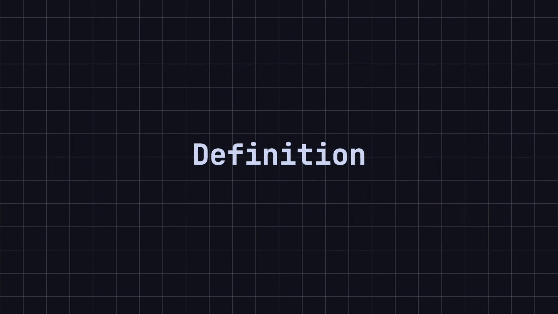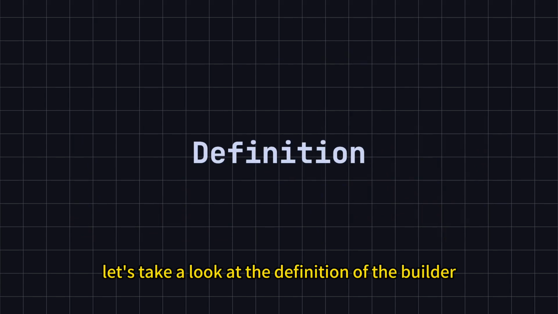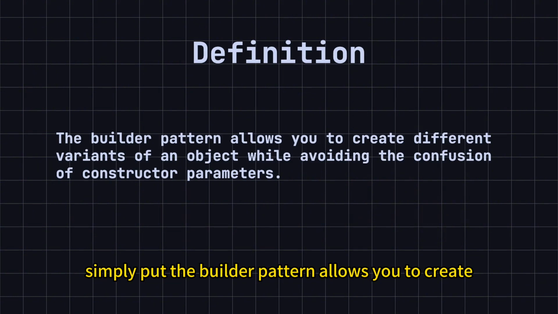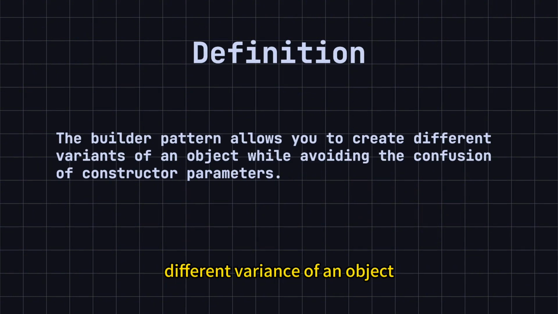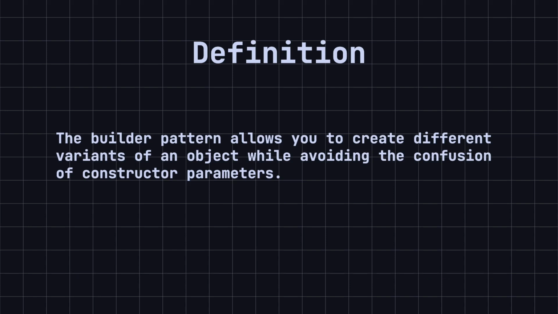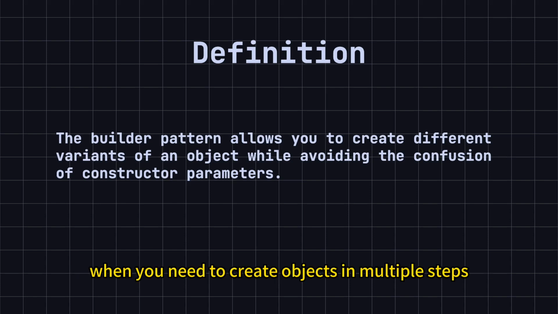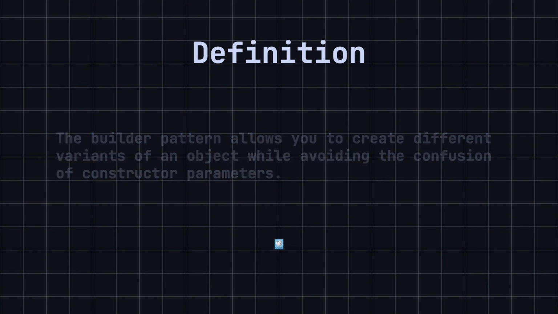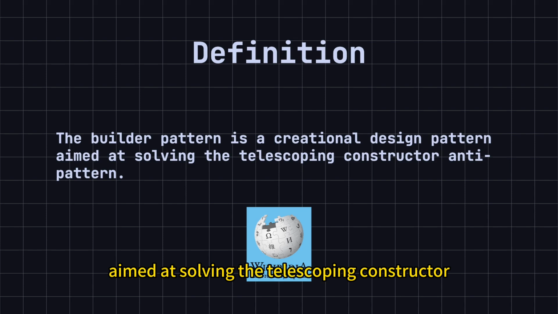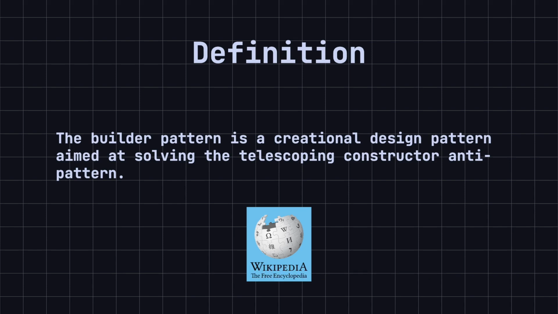Let's take a look at the definition of the builder pattern. Simply put, the builder pattern allows you to create different variants of an object while avoiding the confusion of constructor parameters. It is very useful when you need to create objects in multiple steps. According to Wikipedia, the builder pattern is a creational design pattern aimed at solving the telescoping constructor anti-pattern.